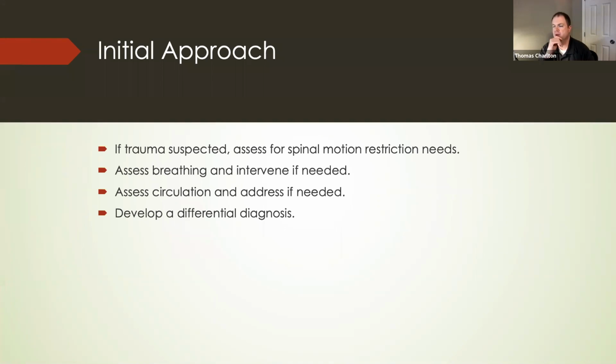So our initial approach is, of course, we want to assess their breathing and circulation status. If you have trauma suspected, meaning, a lot of these folks will be standing or upright or something like that, and especially if they completely lose consciousness, will end up on the floor. Do we need to be worried about whether or not they have any kind of other injuries?